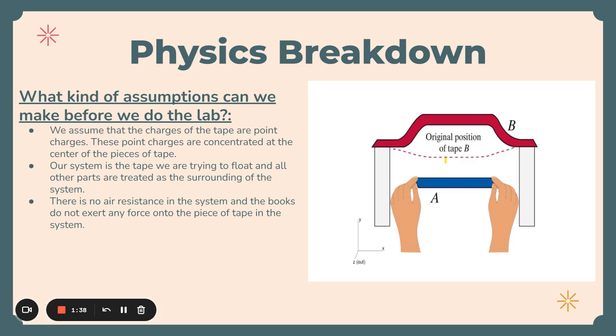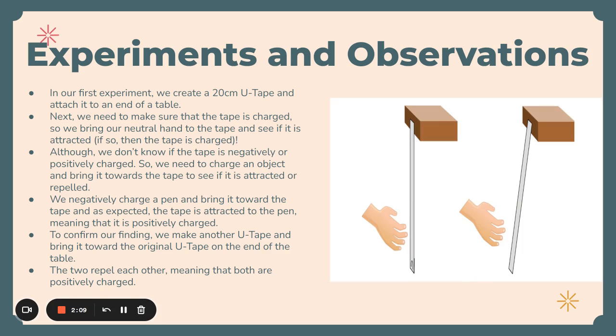So, also, what kind of assumptions should we make before we do the lab? We have to assume that the charges of the tape are point charges and they're concentrated at the center of the piece of tape. Our system is mainly the tape we're focusing on floating, and all other parts of our system, including the books and the first piece of tape that we're holding, are considered to be the surrounding of the system. There is no air resistance in our system, and the books do not exert any force onto the piece of tape in the system. That is our final assumption being made.